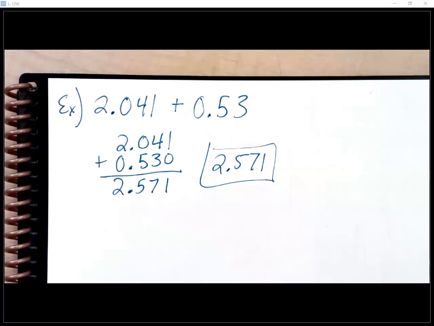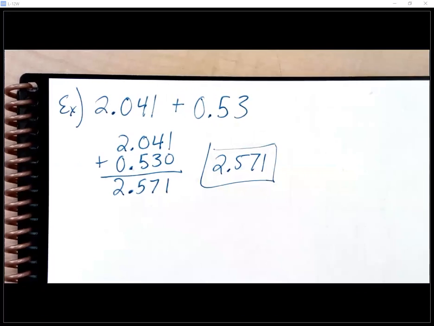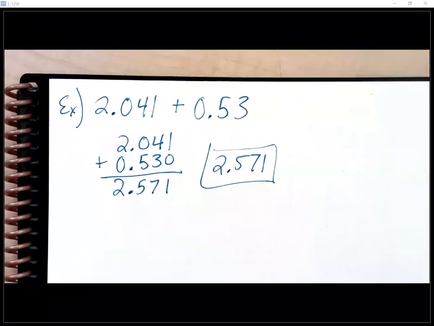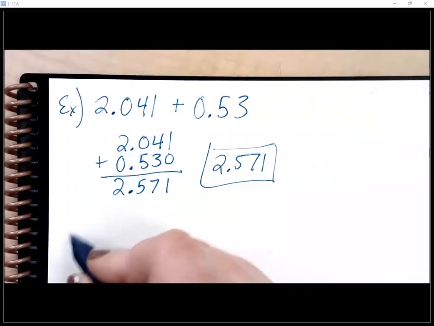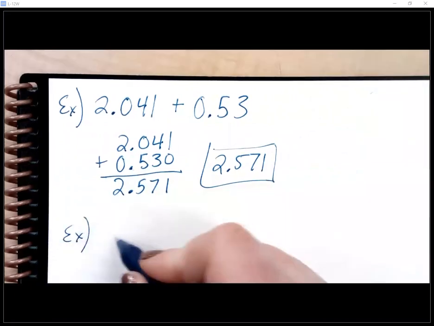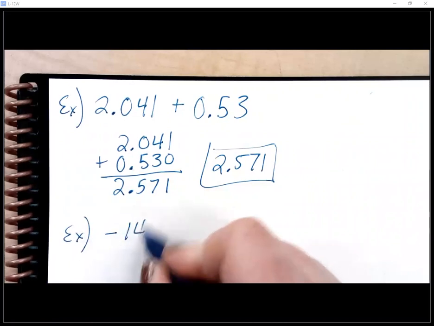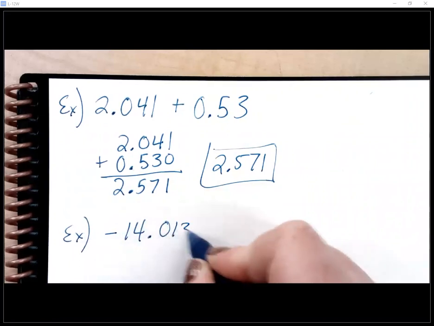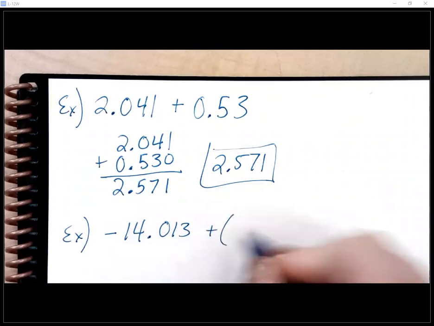All right, but what happens when I want to add two numbers together that are both negatives? Exactly. I add them together and I just keep my answer as a negative. So let's try another one. Say I had something like negative 14.013, and I wanted to add to that negative 7.1.